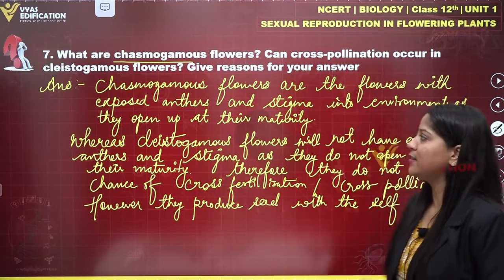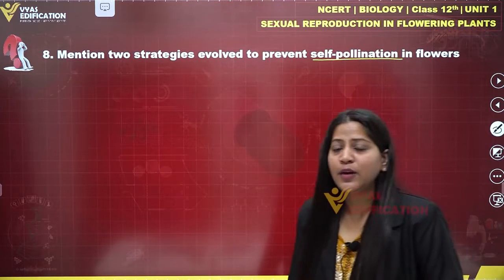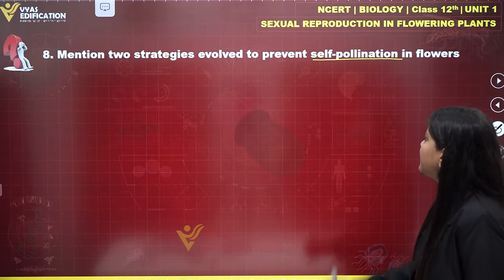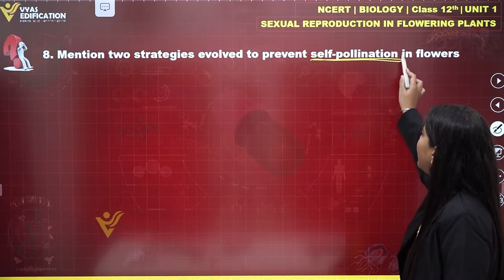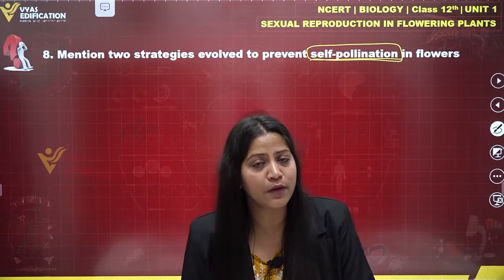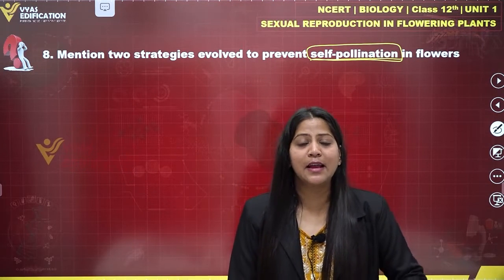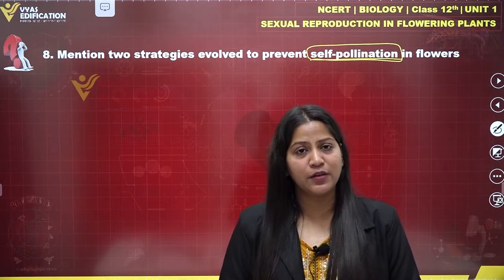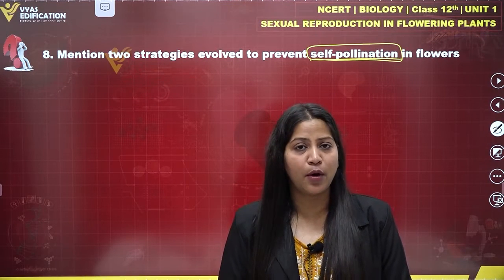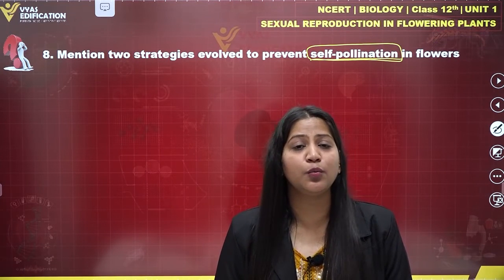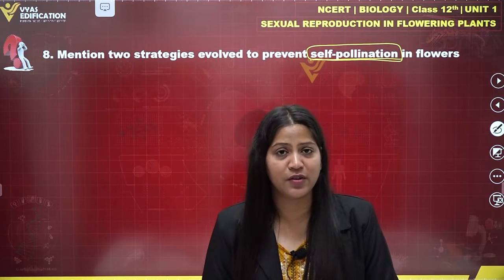And this is the complete solution of question number 7. So let's talk about question number 8. Mention two strategies evolved to prevent self-pollination in flowers. So we have to mention some strategies which have evolved in plants to prevent self-pollination in flowers. There are many strategies given in our NCERT book, and among them we will discuss two.